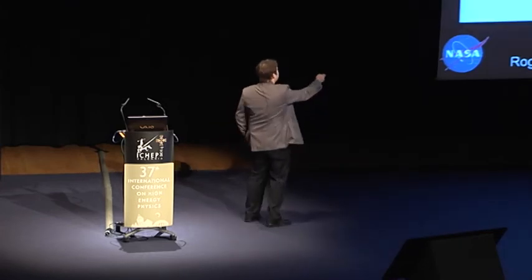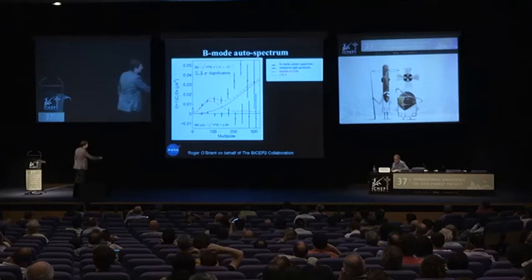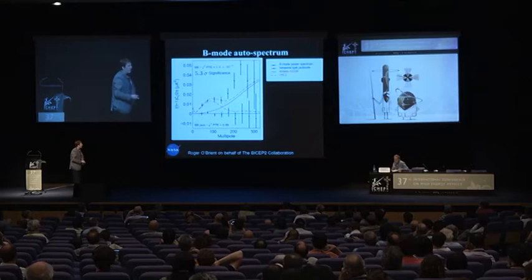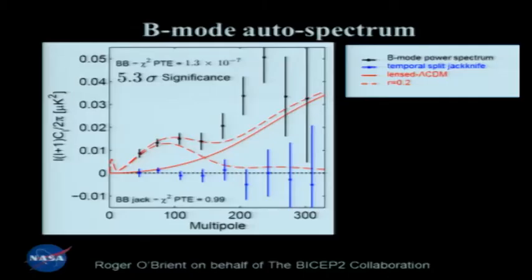So again, variance of temperature versus reciprocal spot size. These points here are our band powers, and the error bars are from simulation. And you can see that we're seeing an excess power at the degree angular scale that exceeds a null hypothesis of lensing only at 5.3 sigma significance.